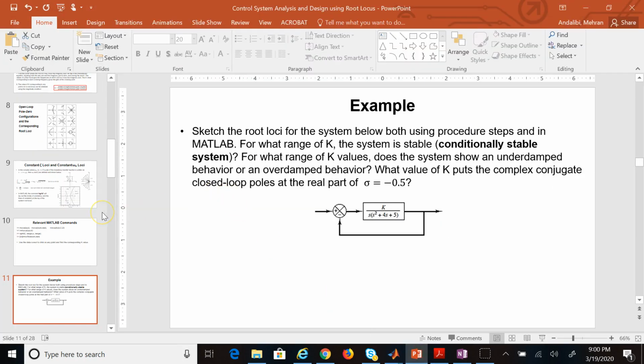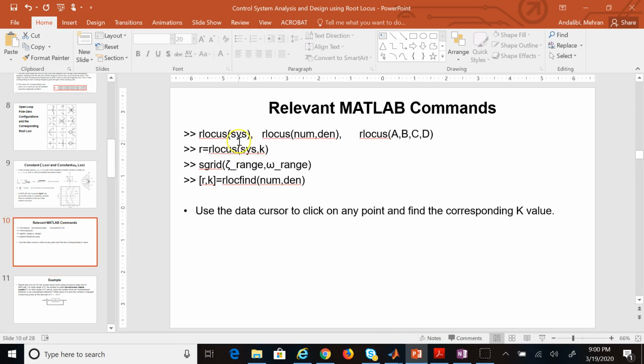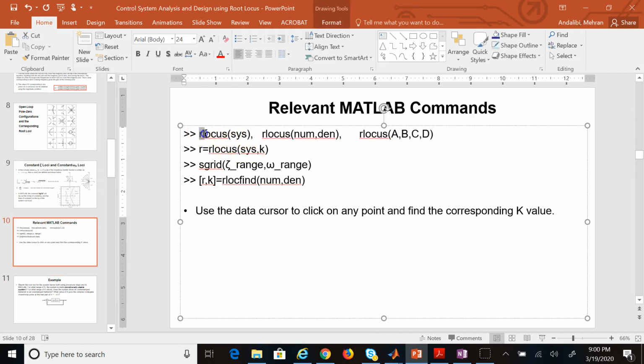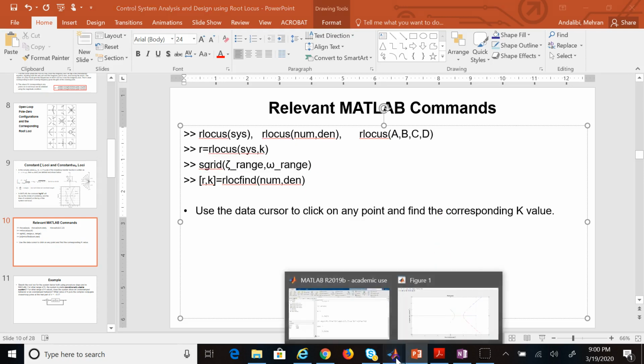And I mentioned that in here. So you learn that with the Locus command, you can plot it. Now, if you want to overlay on the top of the root locus a range for constant sigma, zeta, or omega, the command is called sgrid. I can show you that. Let me just show you that very fast.